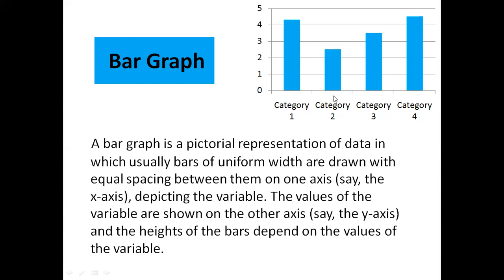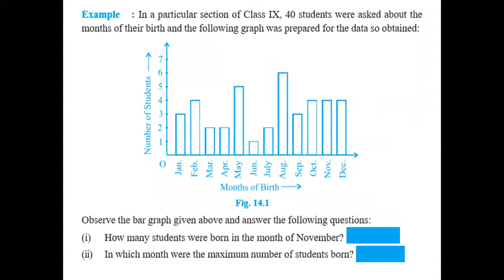Now we will see a problem so that we can get an in-depth understanding of how to represent data using a bar graph. We are given an example in which a particular section of class 9, 40 students were asked about the months of their birth and the following graph was obtained for the data. We have the x-axis which depicts months of birth: January, February, March, April, May, June, July, August, September, October, November, December.